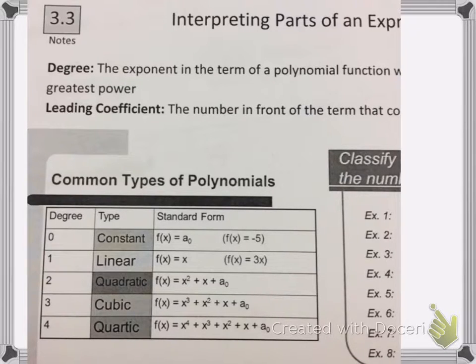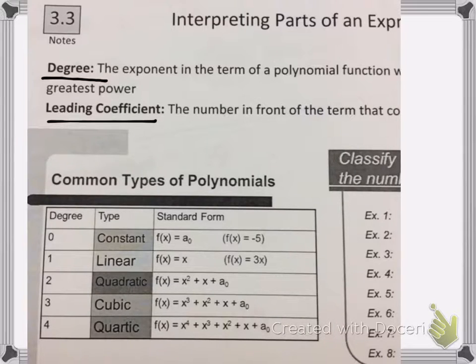This is Note-Taking Guide 3.3, interpreting parts of an expression. The first thing I want to remind you of is that we already know what a degree is. The degree is the highest power on any given term of our polynomial. And then the leading coefficient is going to be the number in front of the term with the highest power. So we have different names that we call polynomials based on what they look like.